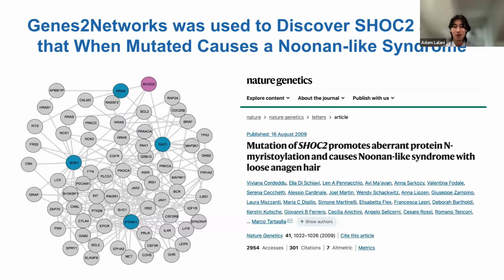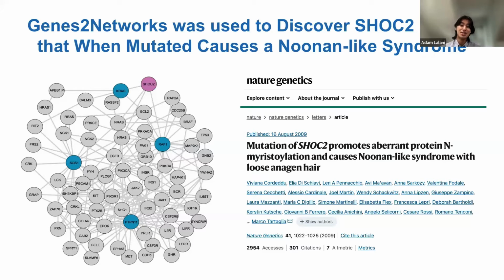Before discussing Genes4Networks a little more, I would also like to mention that Genes4Networks was used to discover a gene, namely SHOC2, that when mutated can cause a devastating Noonan-like syndrome. Patients with this disorder suffer from short stature, learning difficulties, and heart abnormalities. The gene SHOC2 was discovered because it only has 4 known protein-protein interactions in 2007. 2 of these are interactions associated with the gene related to Noonan syndrome.